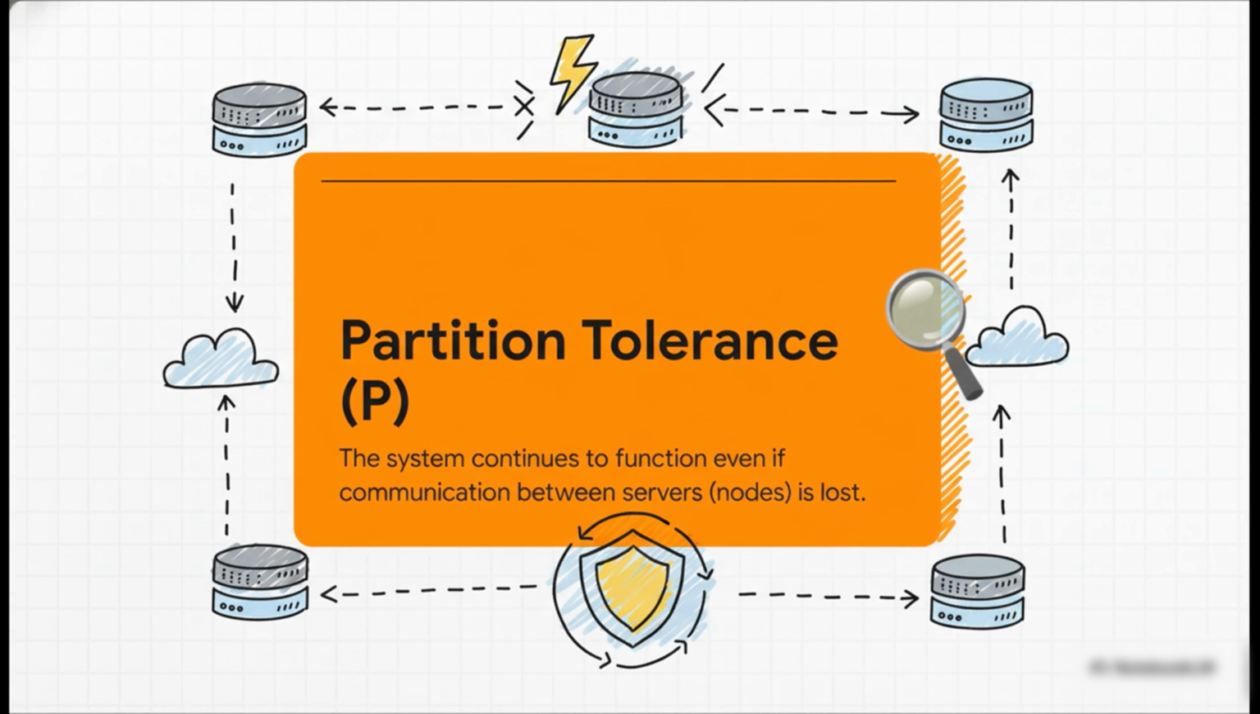And finally, we have P for partition tolerance. This one's not really a choice, it's just reality. It means your system has to be able to handle it when the network gets messy. Connections between servers drop all the time, a network partition happens. Partition tolerance means your system doesn't just fall over and die when this happens. For any real system on the internet, you must have P.